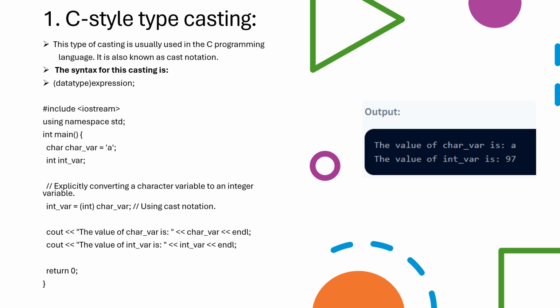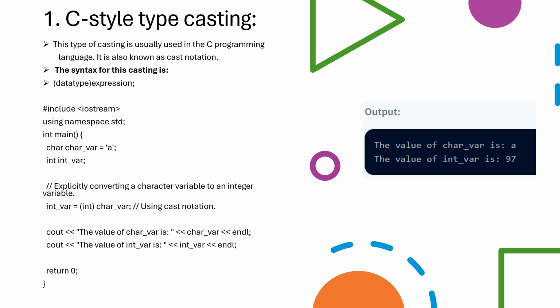Now in the example, in the main function we are declaring a character and an integer. First, the character variable is assigned a single-quoted value, which is only for a character, and then we declare the integer variable. It is written as integer var equal to, in brackets, integer. So we are converting this character to an integer. We explicitly converted a character variable to an integer. Above it is declared as a character, but by using the cast notation, we are converting the character to an integer.